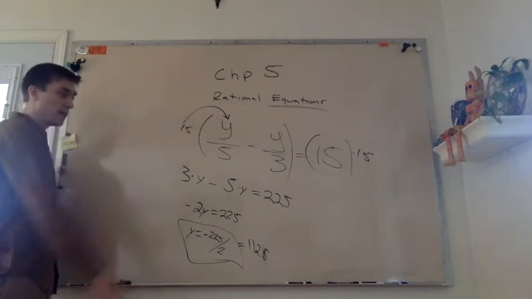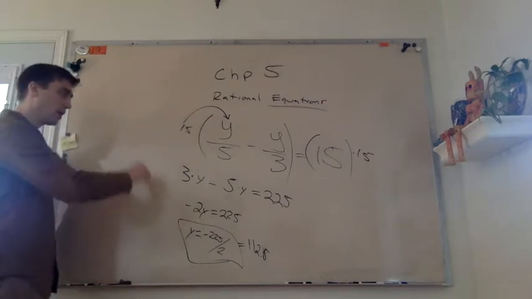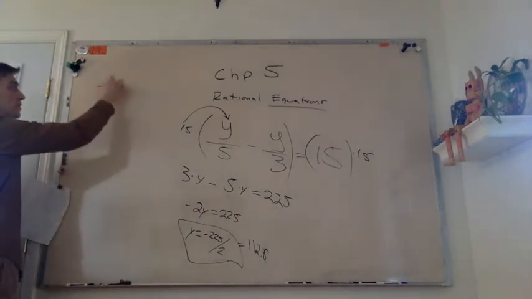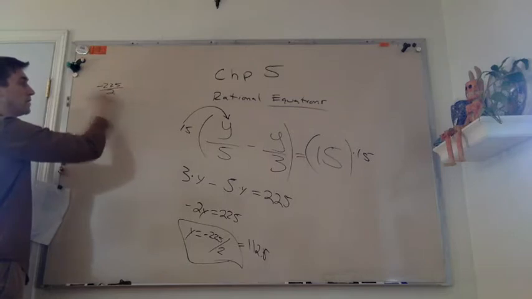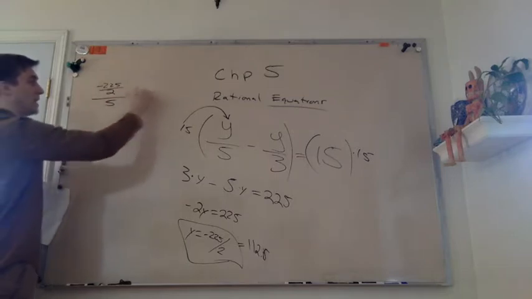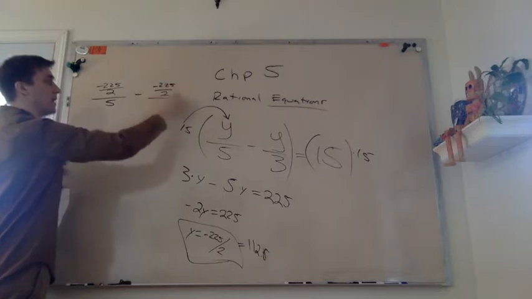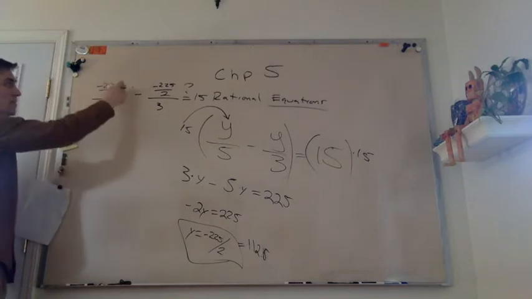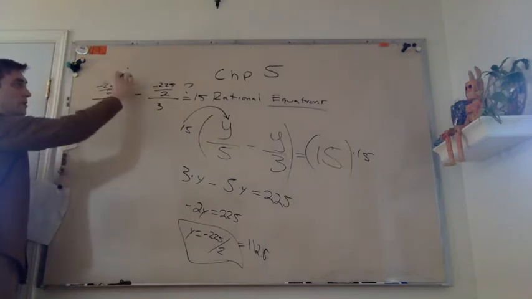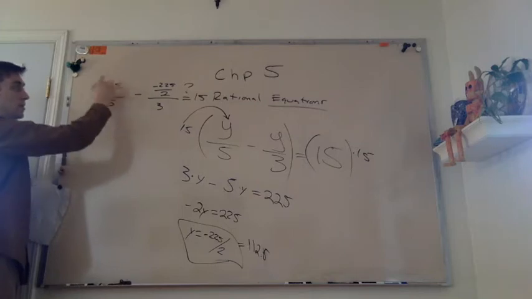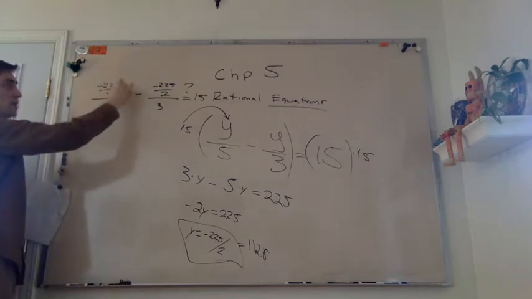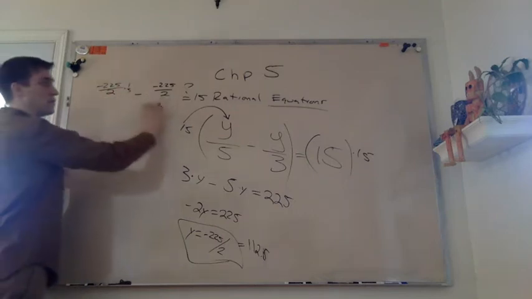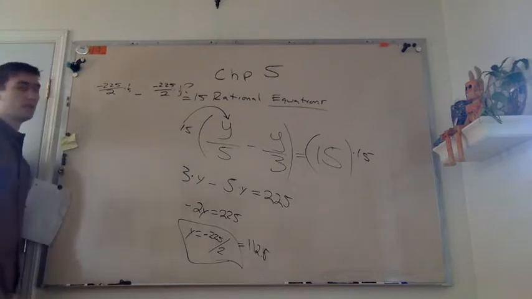You should go back through and check to make sure that is correct. Check your work. It's just really a good habit to always do. So is negative 225 divided by 2, divided by 5, minus negative 225 divided by 2, divided by 3, equal to 15? This right here is a little bit weird, but I'm just going to do keep, change, flip. So keep negative 225 divided by 2, change this to multiplication, and flip 5 to 1/5. Same thing here. Keep, change, flip. Makes it a little bit easier to look at.